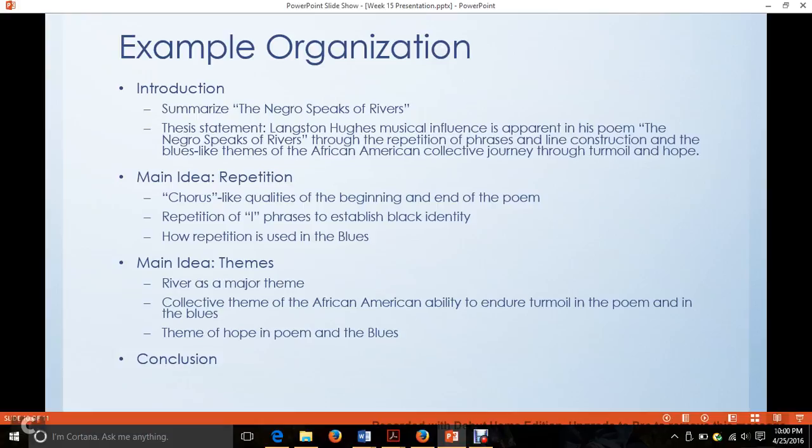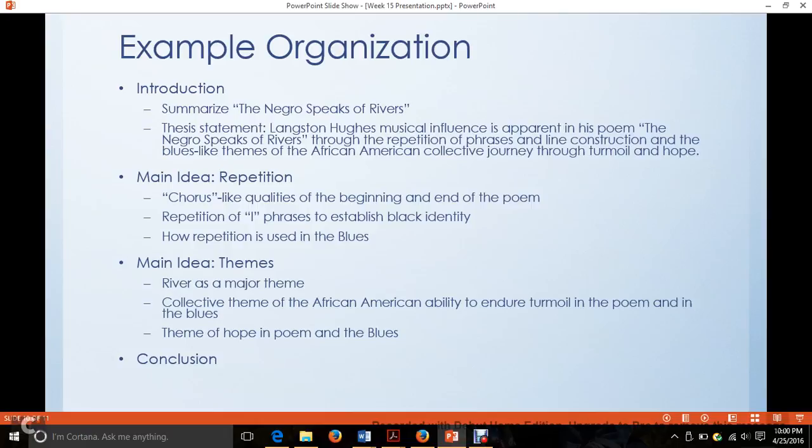And then I will look at the repetition of I phrases in the poem. There's actually a good stint of I phrases in the middle of the poem, and how those establish Black identity and how that relates to music, and how repetition is used in blues. So I might give some examples from different blues music that relates to the time period that Hughes actually wrote the poem.